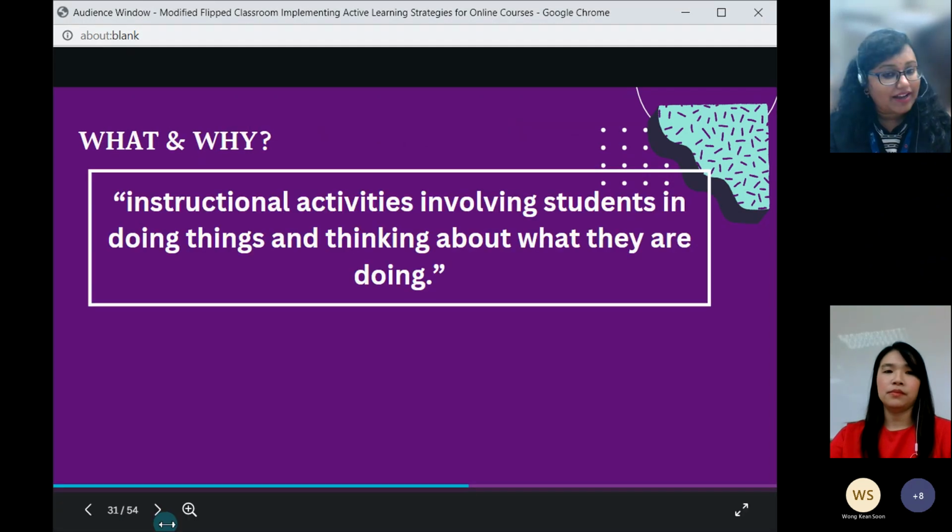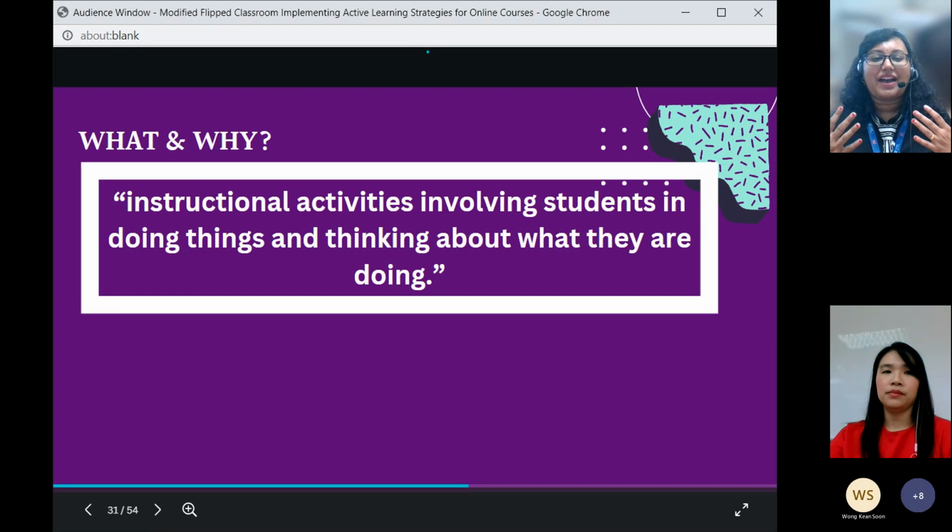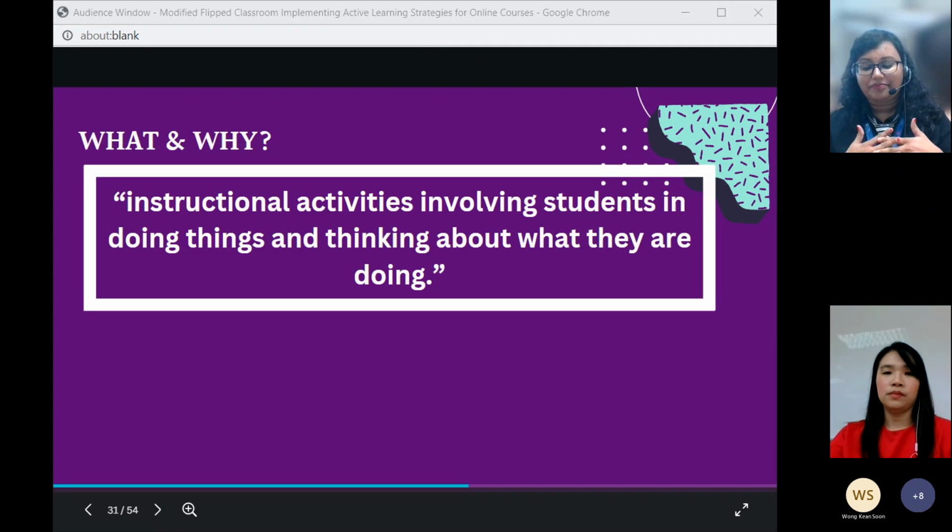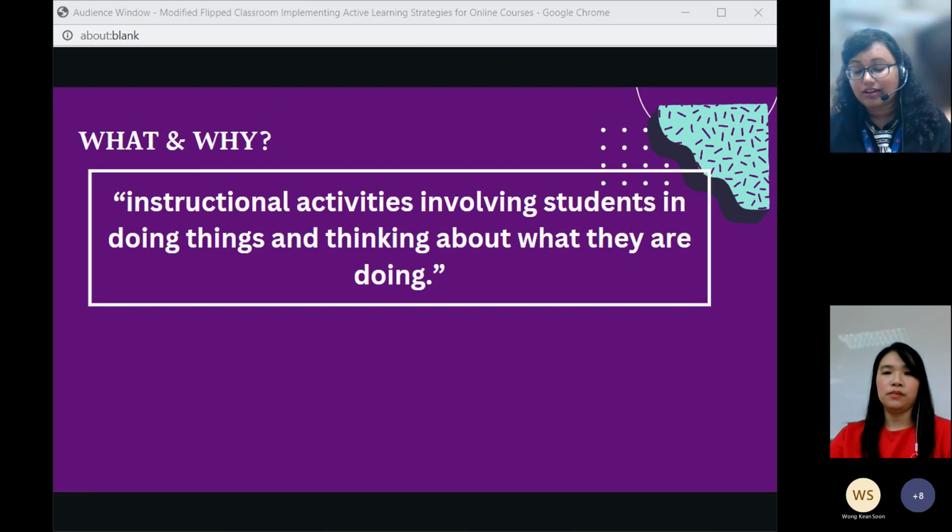Okay, what and why? So active learning is actually a type of activity or task that involves the students in their learning. Okay, when they are doing these activities, they are also thinking about what they are doing. They are not just blindly following the other students. They are not blindly listening to a lecturer, but they are also thinking about what they are learning. They are thinking about what they are doing.